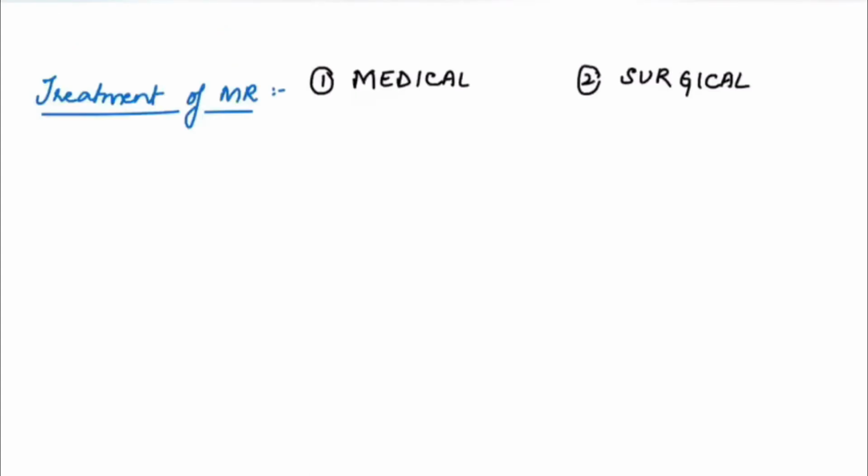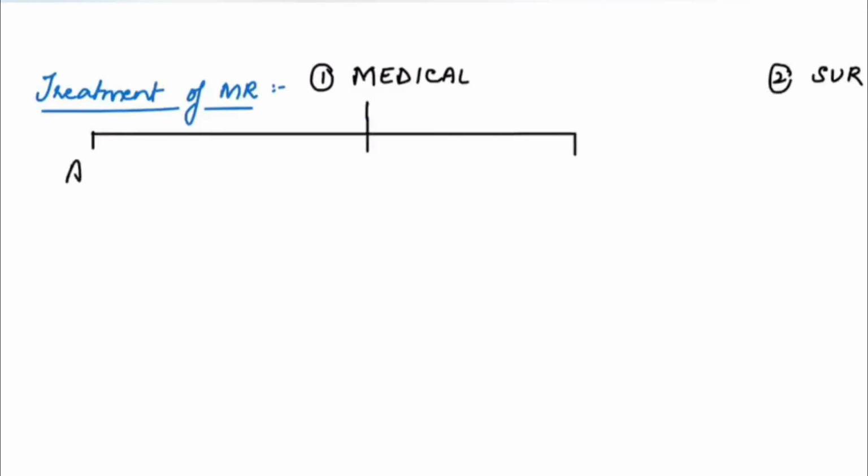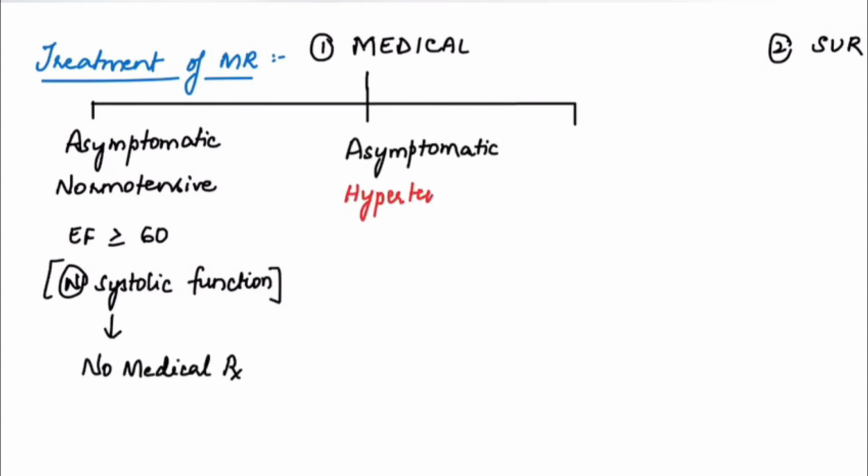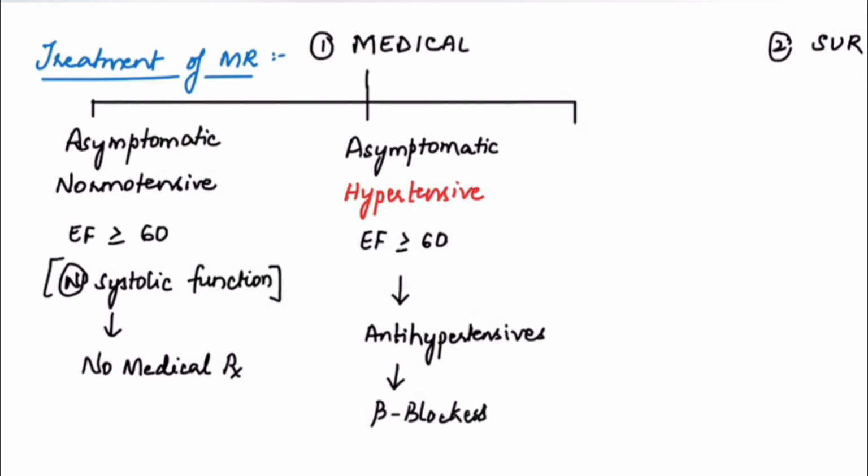Now coming to the treatment. So it's very obvious that an incompetent valve cannot be treated by any medicine. So surgical repair is the best in mitral regurgitation. So if the patient is asymptomatic, normotensive, with an ejection fraction of more than 60, that means a normal systolic function, then no treatment is needed. Regular follow-ups are enough. If the patient is asymptomatic, hypertensive with normal ejection fraction, then antihypertensives are needed. That may include beta blockers or ACE inhibitors.